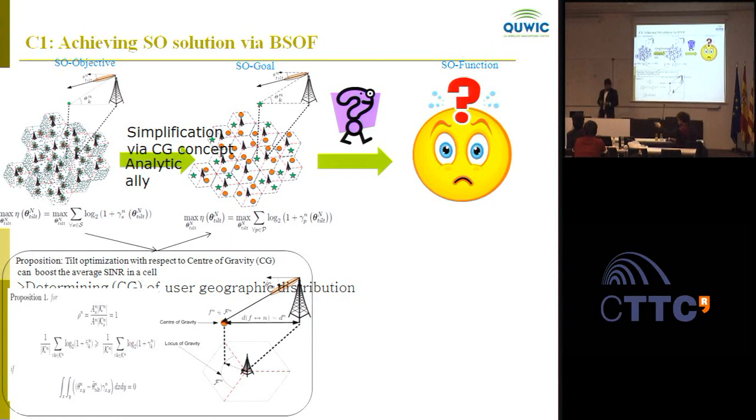What if the distribution is uniform? I'll come to that point later, when the distribution is uniform. Still, you need to have an optimal tilt. You need to set some tilt. It can be 0, it can be non-zero. For uniform user distribution, it will be a different optimal tilt.